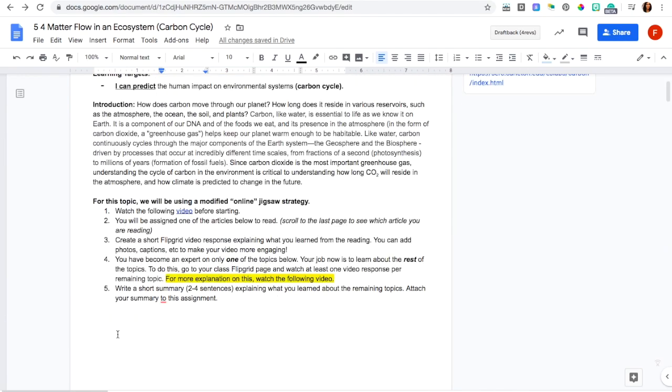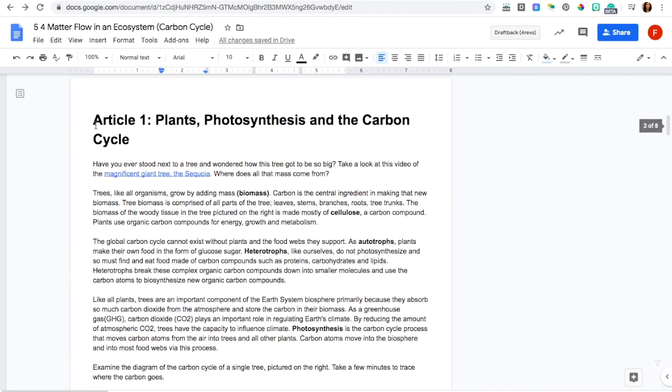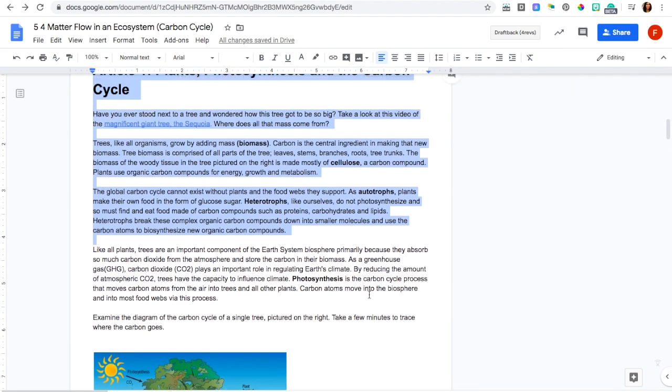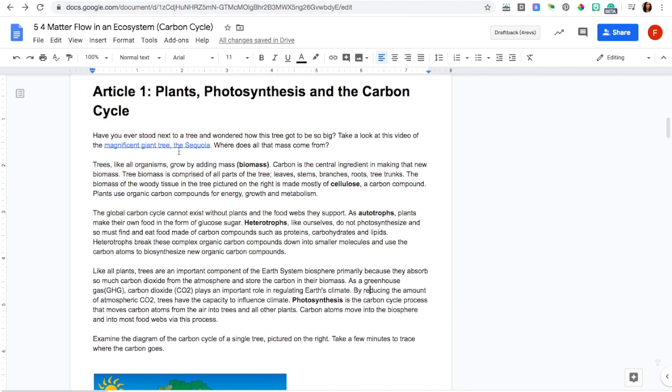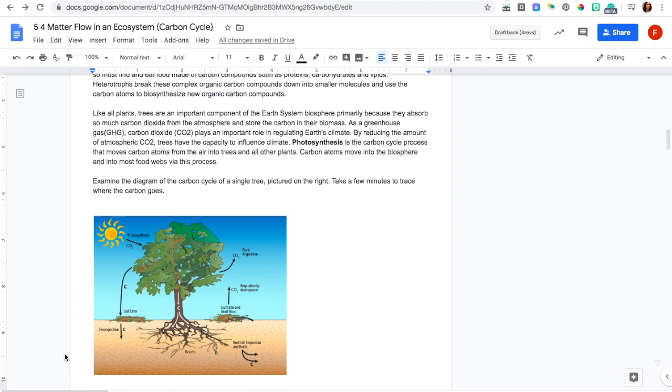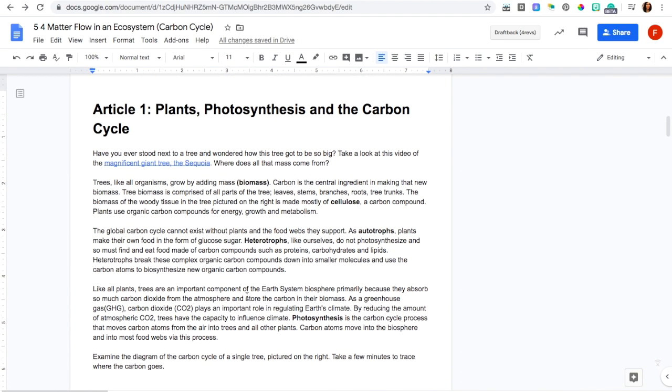So once you have your Flipgrid submission inputted into the Flipgrid page, you're going to be watching video responses on the remaining topics or the remaining articles that you did not read. Okay, so what does that mean? Let's say that I was assigned Article 1 to read. So I read Article 1. I watched the video because it says to watch a video here. I made sure I looked at the picture and understood what it's showing. And then I recorded my video on Flipgrid.